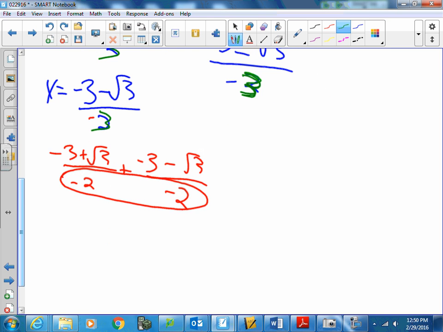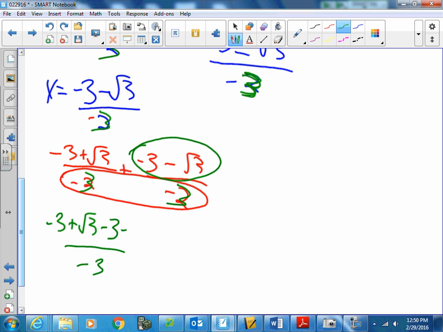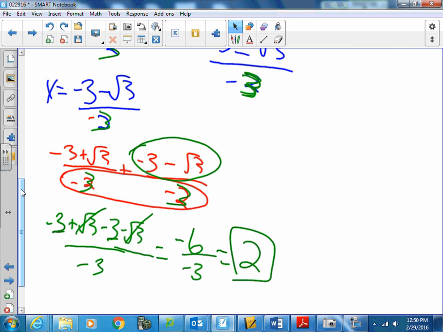So when I add these together, these both should be negative 3s. And with one denominator, I'm going to have negative 3 on the bottom, and negative 3 plus radical 3, and then minus 3 minus radical 3. So when you combine that, your negative 3s give you negative 6. Now your plus radical 3 and your minus radical 3 are going to cancel out. So you have negative 6 over negative 3, which equals 2. And that's the same answer that we got. I know that's pretty labor intensive, but it's another way to do it.